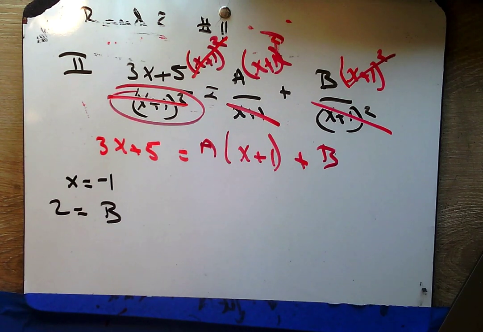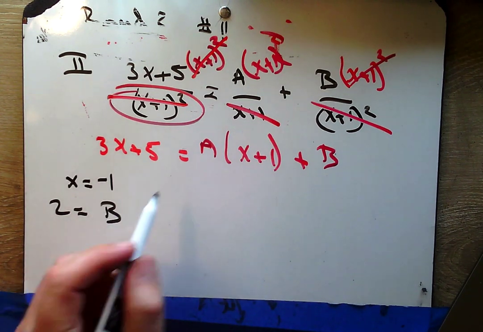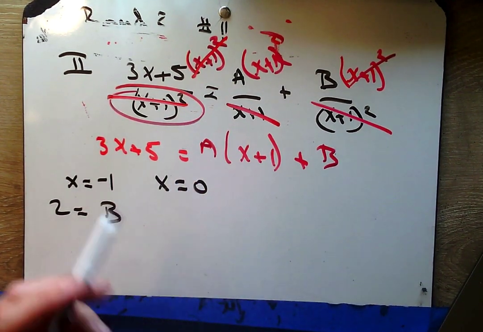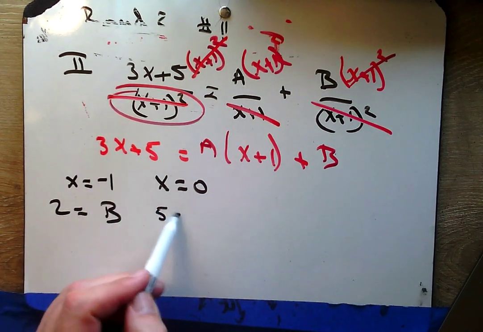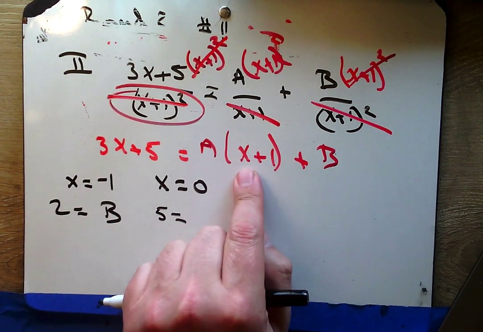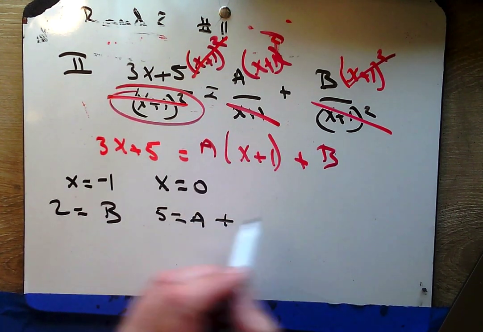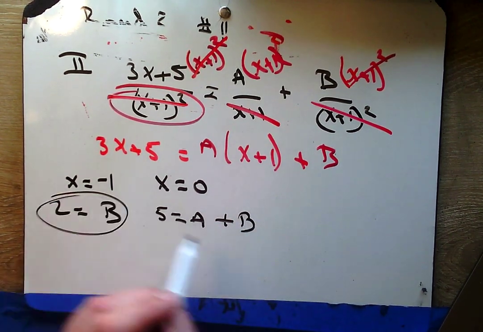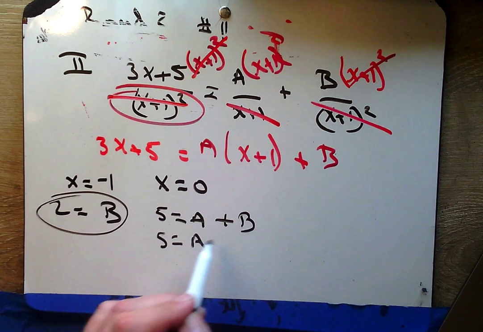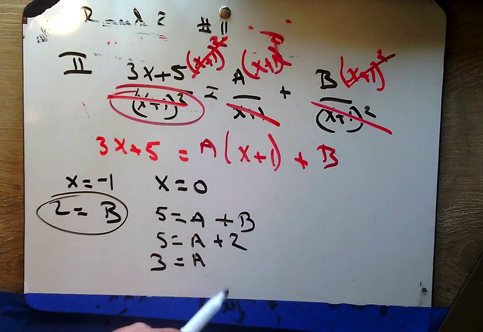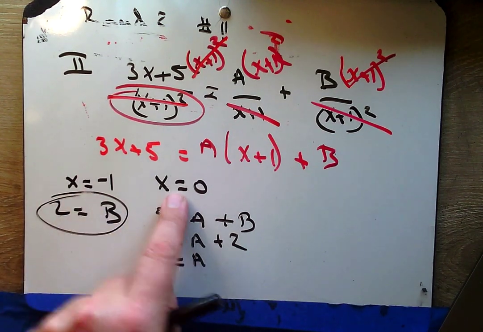Okay, but I don't have any more magic numbers, so what am I supposed to do in this situation? Well, what I'm supposed to do is choose a not-so-magic number, like x equals 1 or x equals 0. So if I plug a 0 in here, I've got 5 equals, 0 plus 1 is 1. 1 times a, and bring down that b. Well, we know that b is 2, so I can say a plus 2. And if I subtract 2 from both sides, I get 3. That's using a magic number and a not-so-magic number.